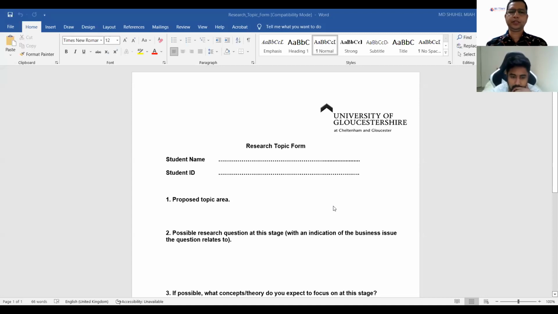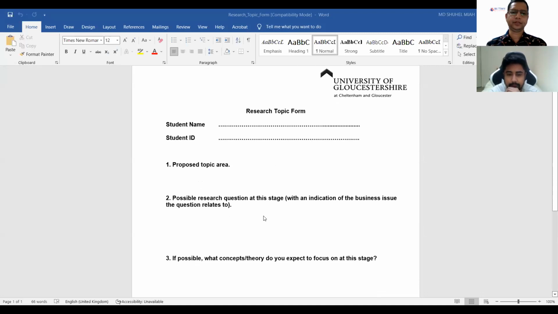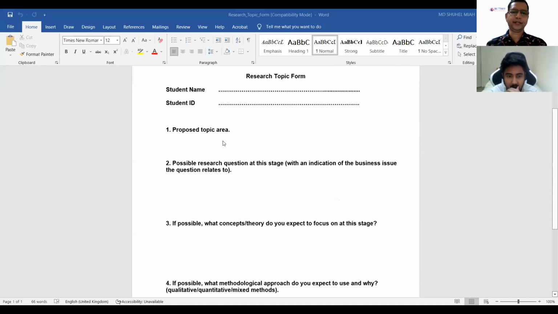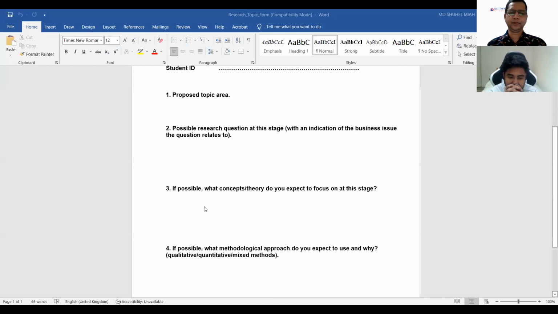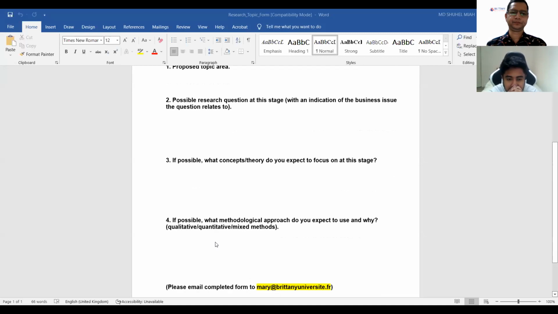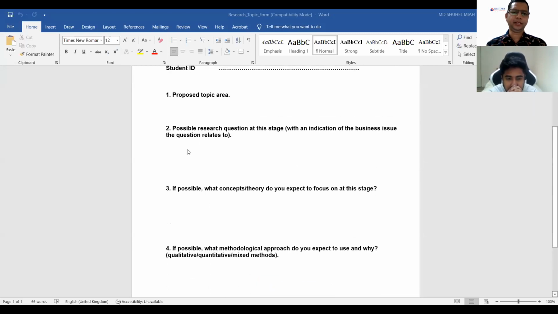This is how you should write your research. Your name, your student ID. You've got your student ID already? It's in the email somewhere, I think. Okay, got it. So what is your proposed area? Possibly you can add your research questions at this stage, or objectives here, one or two, if possible. They are not making it compulsory.